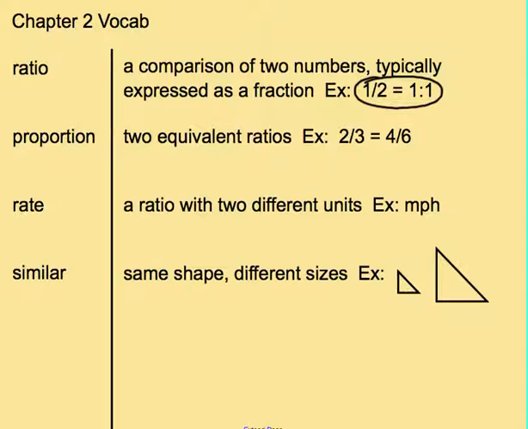And then similar figures, of course, you remember this, same shape, different sizes typically. Technically, 2 triangles that are the same shape and the same size are similar. I call that more specifically congruent. I really don't use that definition of similar.